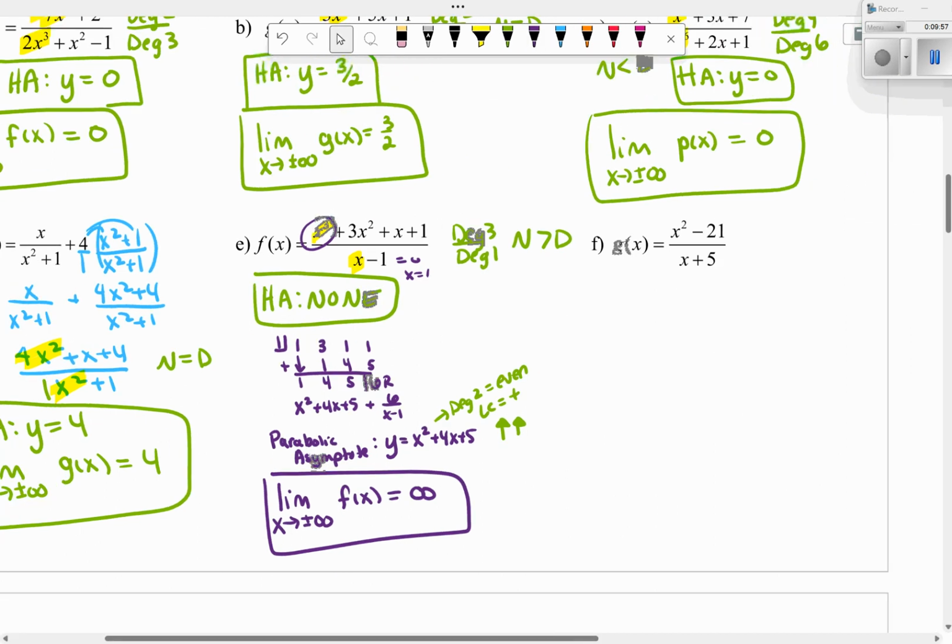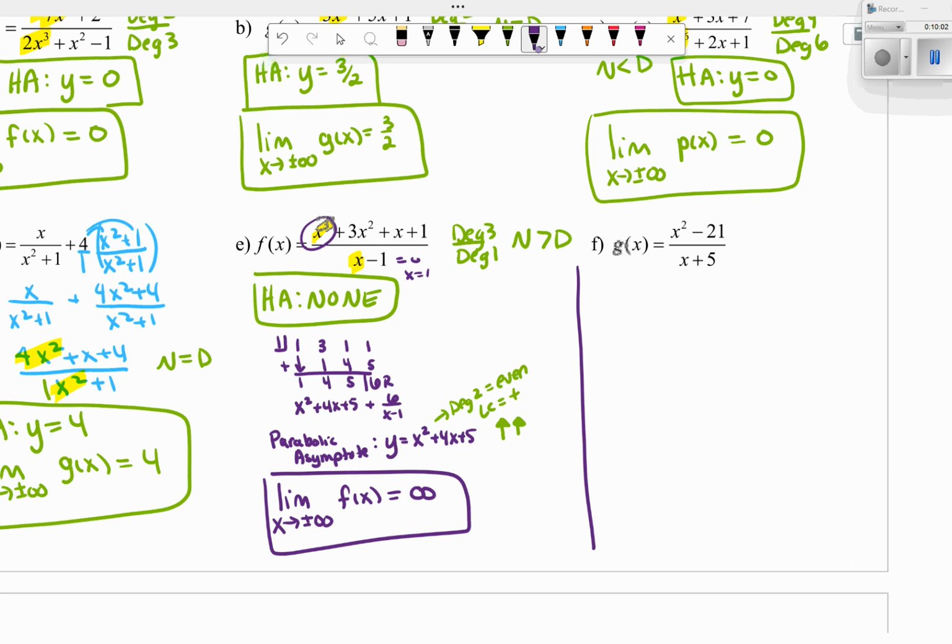Looking at the next one, we have g of x. And so this is in standard form of numerator and denominator. So this is a degree 2 over degree 1, which means the numerator is bigger than denominator. So then there's no horizontal asymptote. And then we want to figure out how to get our, in this case, the degree difference is 1. So it's going to be a slant asymptote or oblique. So when we divide, we can use synthetic division because this is a linear binomial with a leading coefficient of 1. So -5 goes in the box.